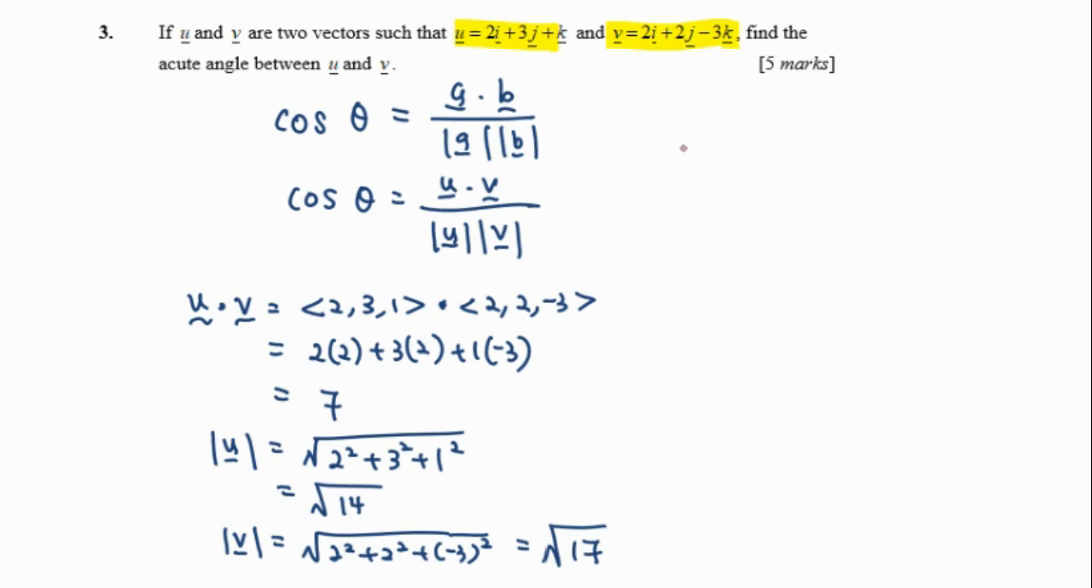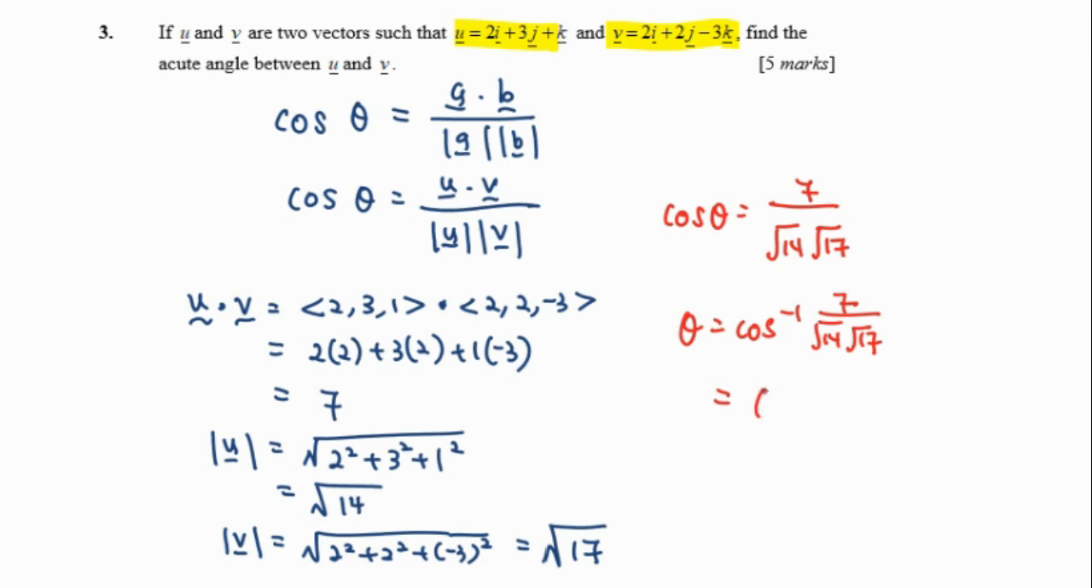Finally, when you want to find cos theta, the angle between u and v, u dot v is 7, and their magnitudes are square root 14 times square root 17. So finally, for theta, we shift the cos to the right hand side. Here we will get the angle between u and v is equal to 63.02. That's all. Thanks for watching.